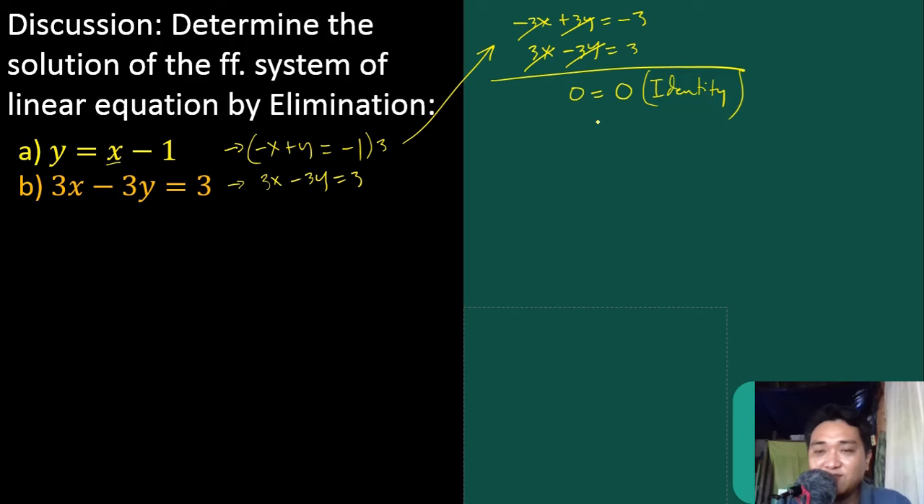And whenever we have an identity, it tells us, by solving analytically, that the two systems y is equivalent to x minus 1 and 3x minus 3y is equivalent to 3 are dependent systems. They are dependent linear systems, or they are coinciding or overlapping linear systems.